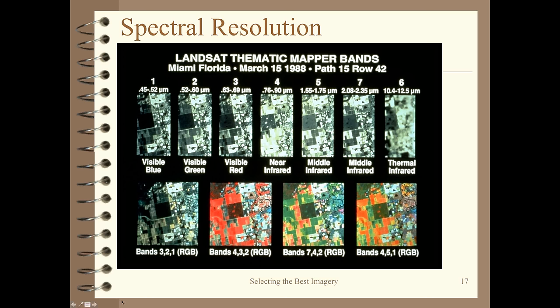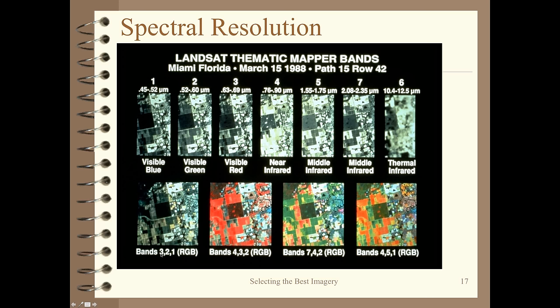And so if I choose to display band 3, 2, and 1 through the red, green, and blue, where band 3 is this one here, the red, band 2 is this one here, the green, and band 1 is this one here, the blue.